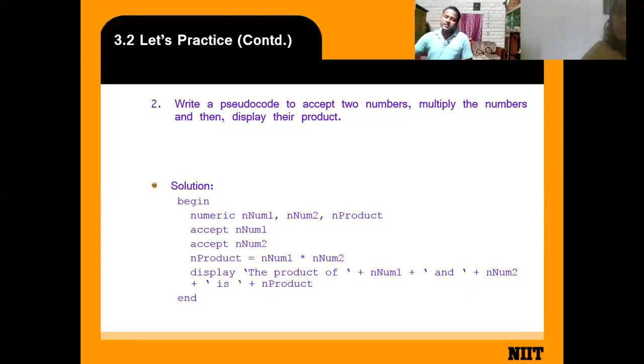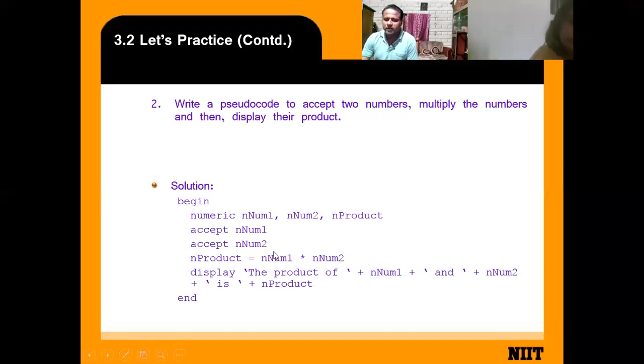There is an answer. First you write: begin, numeric nNum1, nNum2 and nProduct. Then you have to accept number 1, accept number 2. Then you have to go for multiplication. nProduct equals nNum1 into nNum2. So you have to multiply the numbers. After multiplying, it shows the result: the product of number 1 and number 2 is nProduct.